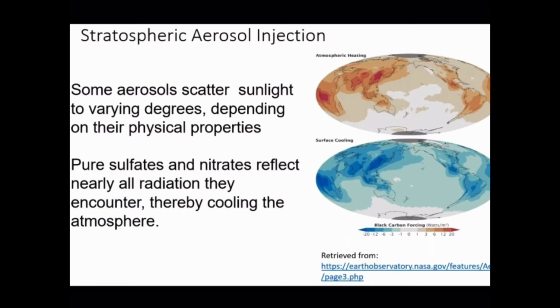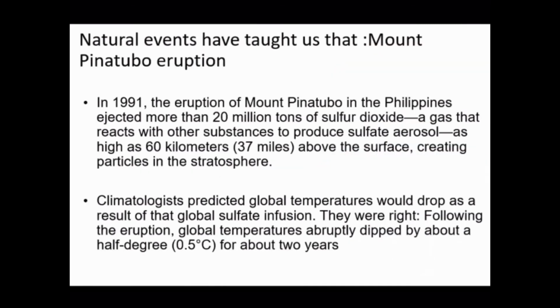Some aerosols have the ability to scatter sunlight. This includes pure sulfates that reflect the sun's radiation and thus cool the atmosphere. This is known as stratospheric aerosol injection. This technique is based upon a natural event. The eruption of Mount Pinatubo ejected 20 million tons of sulfur dioxide, thus creating sulfate aerosol, and this reduced the global temperature by 0.5 degrees.